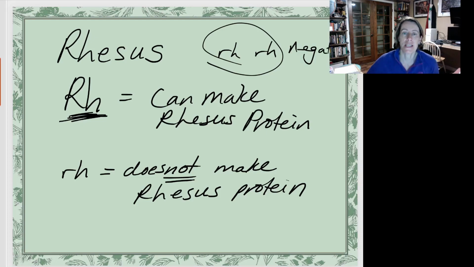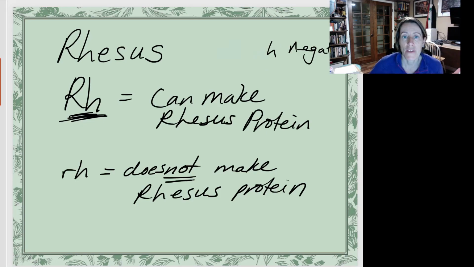So if someone says they're O negative, the O is completely separate to the negative, and the negative is just saying they cannot make Rhesus protein. If they're O positive, they're type O, but they also can make the Rhesus protein, so they would have Rhesus positive blood.